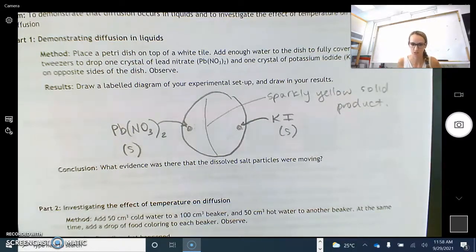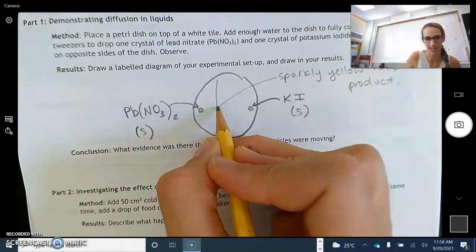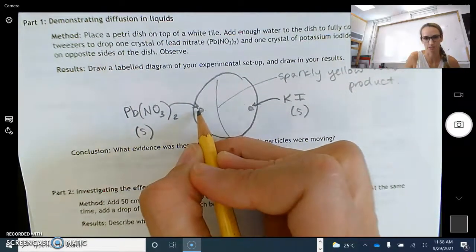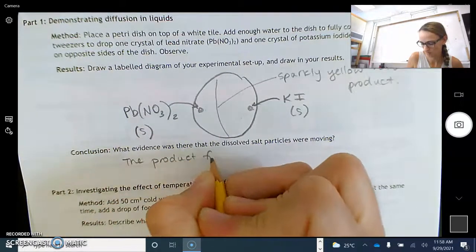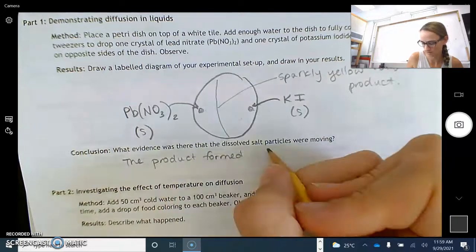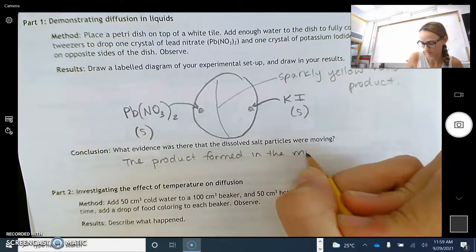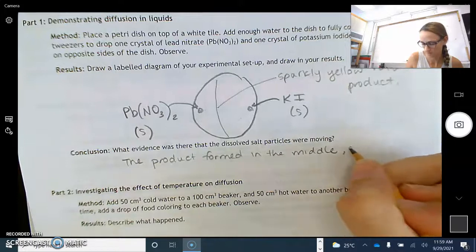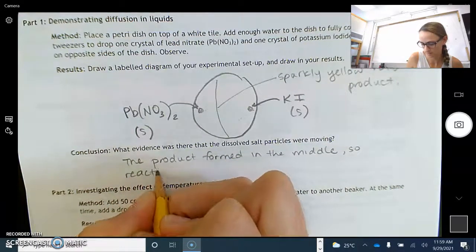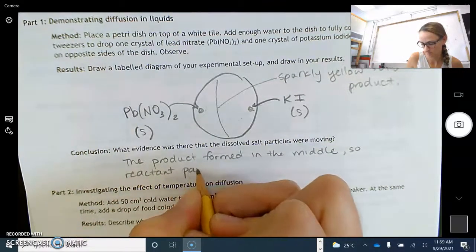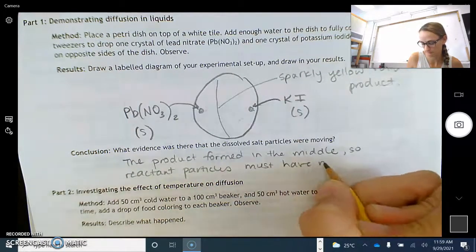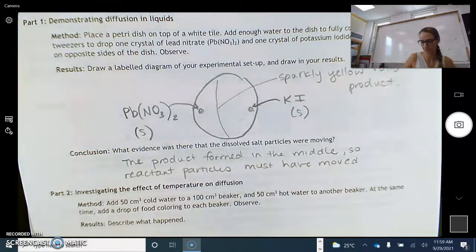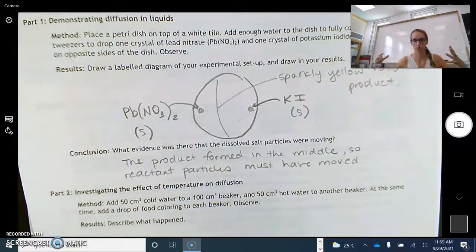So what evidence was there that they were moving? Well, it's simply that they reacted in a different spot to where they started. Okay? The product formed in the middle. So the reactants must have moved. Okay? Must have moved through the water and made their way to the middle of the Petri dish.